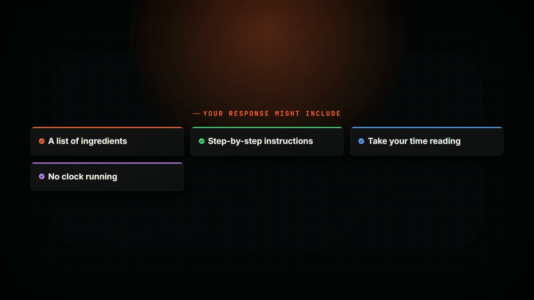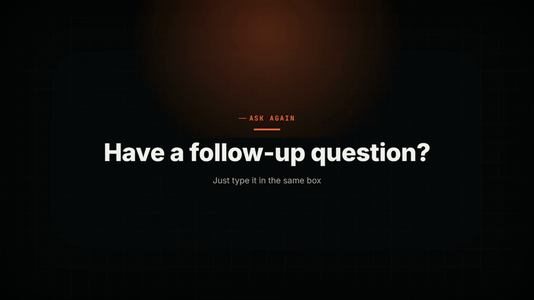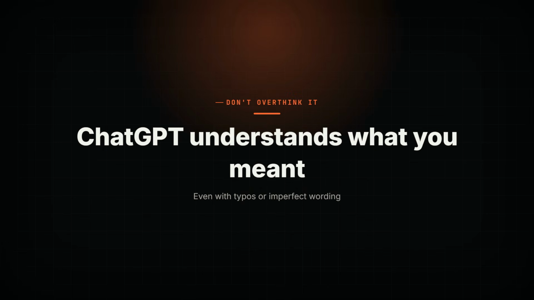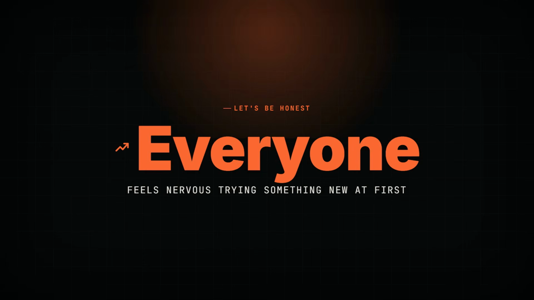There's no clock running. You can read it slowly, and if you want to ask a follow-up question, you can simply type that in the same box below. That's genuinely the entire process. Type a message, press send, and read the response. You don't need to remember any special commands. You don't need to worry about typos either. ChatGPT will almost always understand what you meant, even if a word is spelled a little differently or a sentence isn't perfectly worded. Now let's talk about why this actually matters for you.